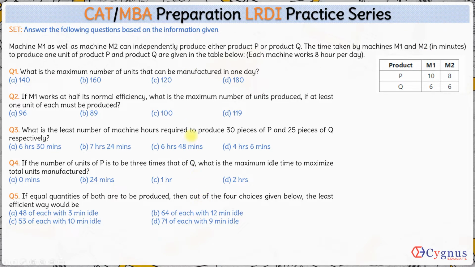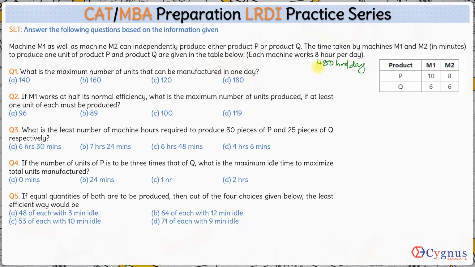Let's look at the questions. First question, what is the maximum number of units that can be manufactured in a day? Now each machine works for 8 hours in a day. Fine. So the total number of minutes is 8 into 60, that means 480 minutes per day. That is what we have.